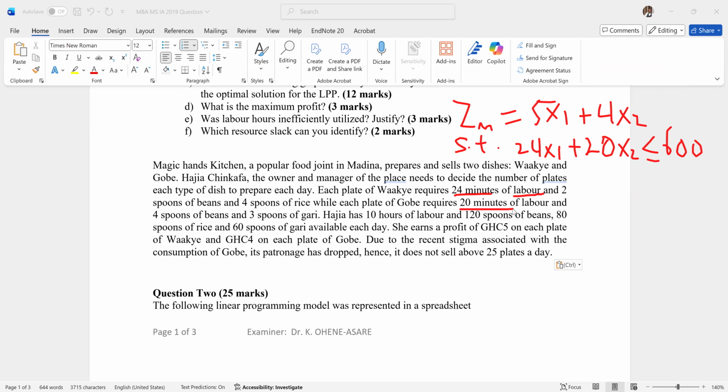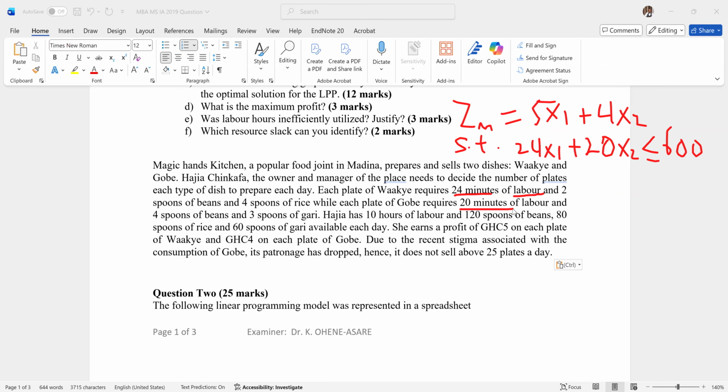Any question? Yasin. Please, I'm trying to figure out how he got the 600 because I'm seeing Hajia has 10 hours of labor available each day. So I want to know how he got 600. It's a very laudable question. It's a very smart question. Can you show her how you got the 600?